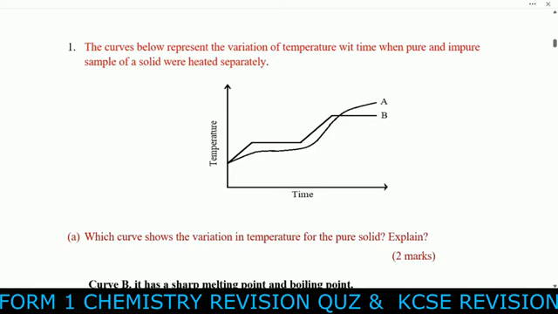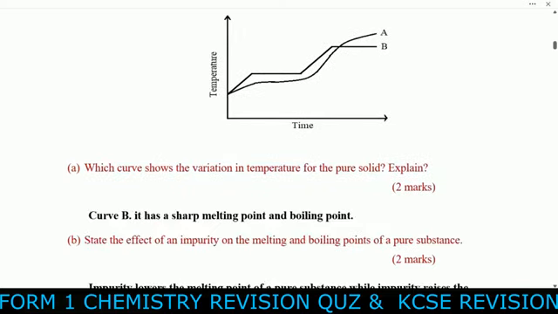the temperature increases, what happens. So you are told which curve shows the variation in temperature for a pure solid. Explain which one is pure solid between A and B. That one is curve B. Why? It has a sharp melting point, as you can see, and that is, B has a very sharp melting point and boiling point. That is the answer.